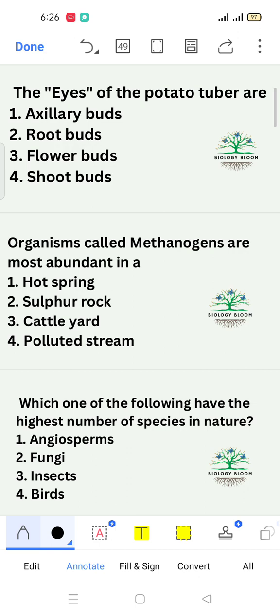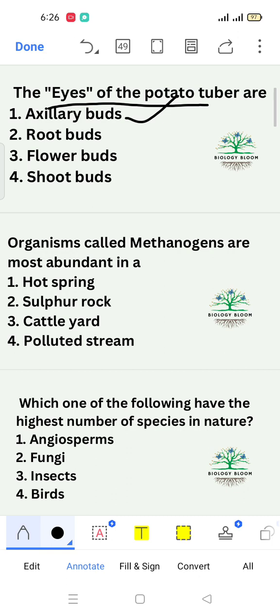We are going to discuss a few important MCQs which are very useful for lecturer preparation in botany. So, first one is: the eyes of the potato tuber are known as: axillary buds, root buds, flower buds or shoot buds. So, basically they are axillary buds. They arise from nodes.